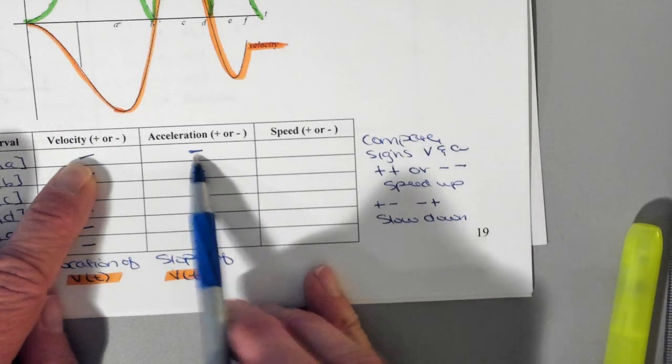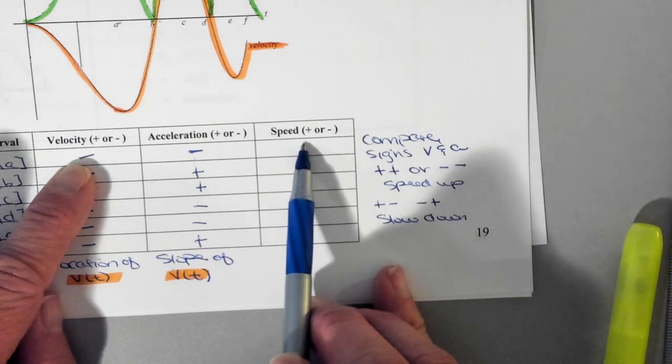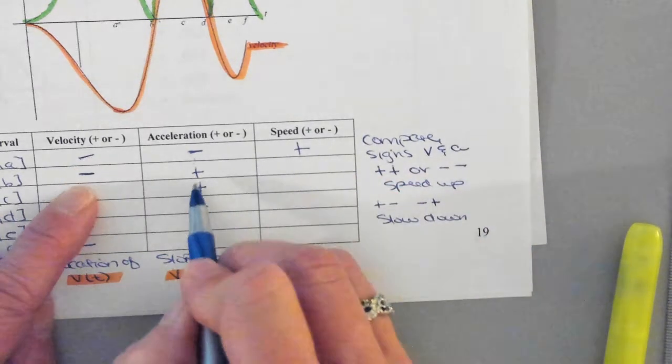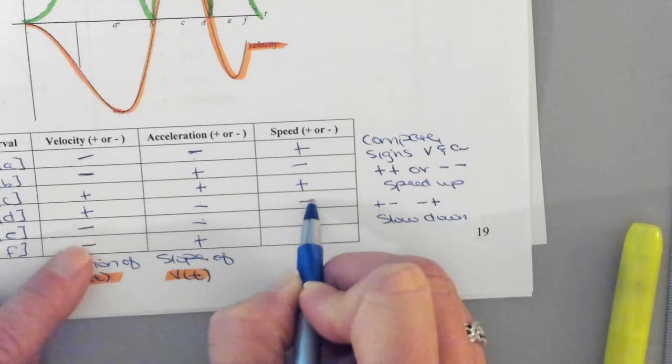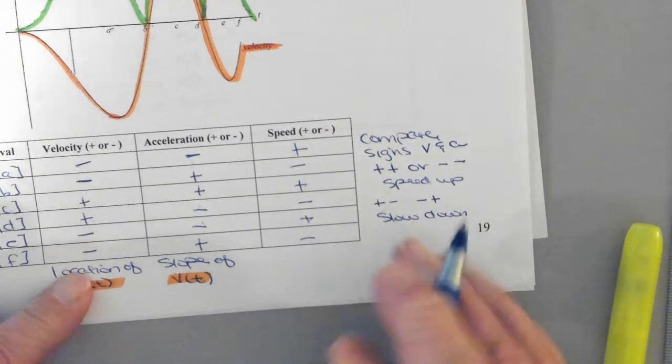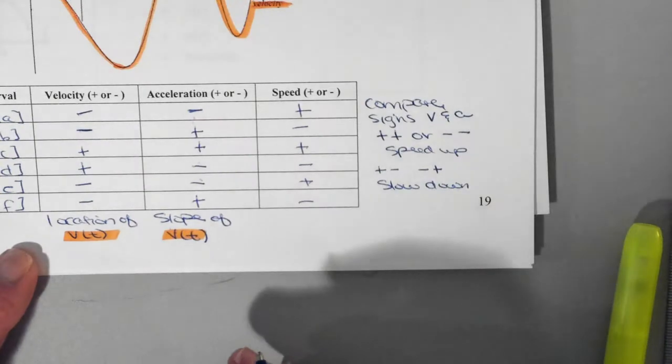Velocity and acceleration are both negative, so are we positive or negative here? Right, you're speeding up. What about here? Negative. That's right. Here? Positive. Check. Negative. Check. Positive. Check. Negative. Oh my. Okay, does everyone understand what just happened?